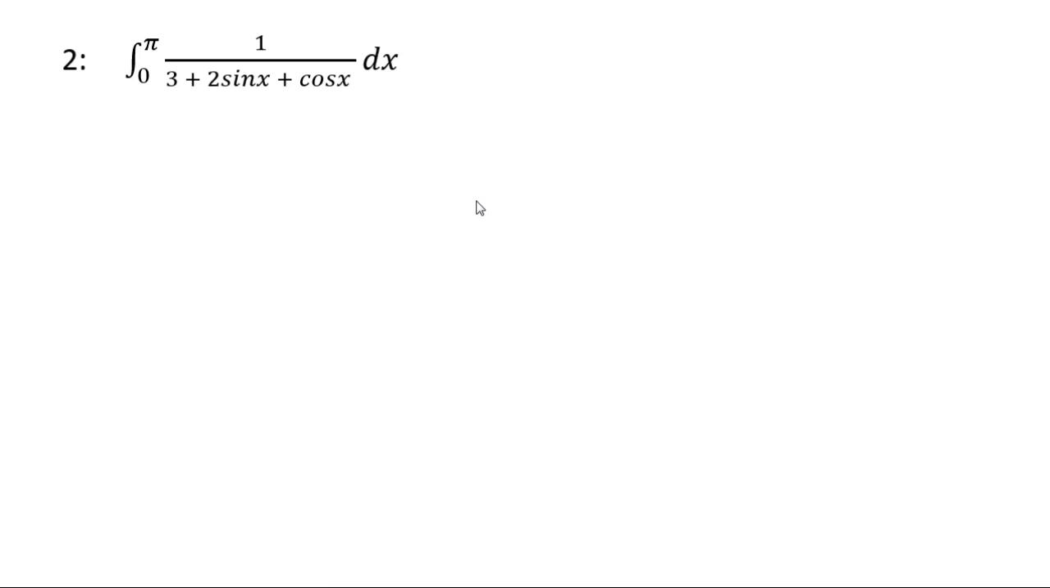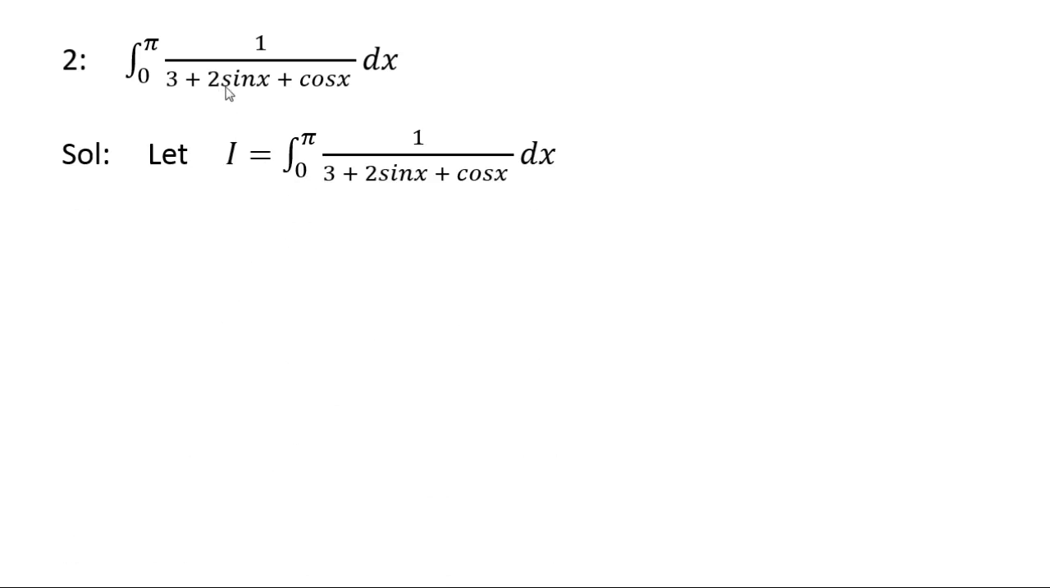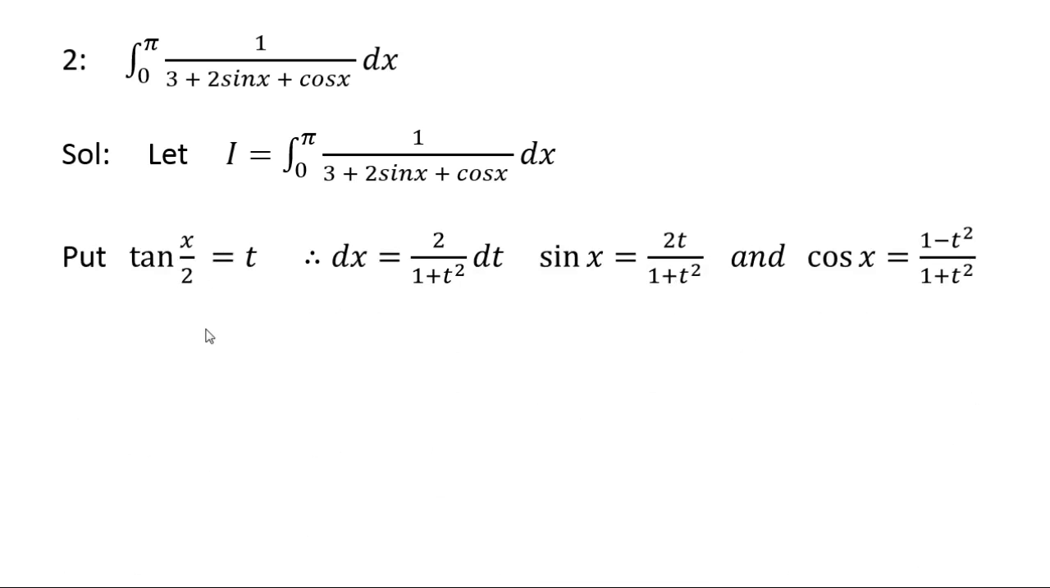So we put sin for this problem, this is linear in sin x and cos x. When it is linear in sin x and cos x, we have one standard substitution. That standard substitution is, do you remember what is that standard substitution? Yes, that standard substitution is put tan x by 2 is equal to t.